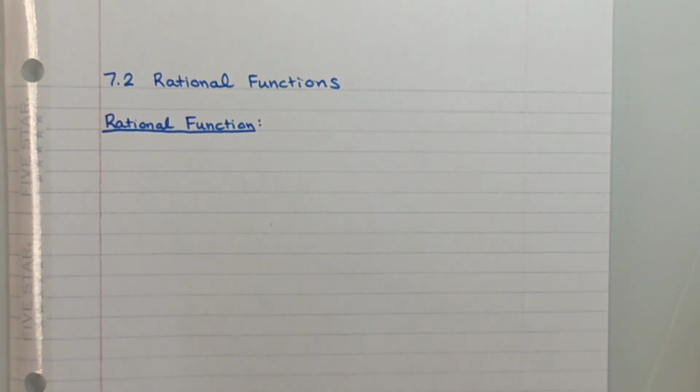When it comes to rational functions, the base word of the word rational is ratio. What is a ratio? A relationship between two things, often written as a fraction.